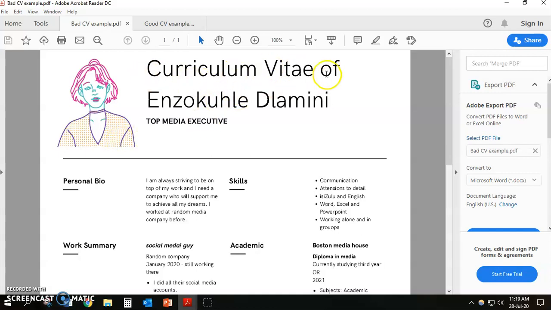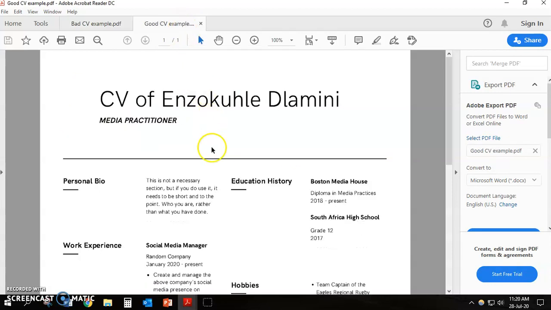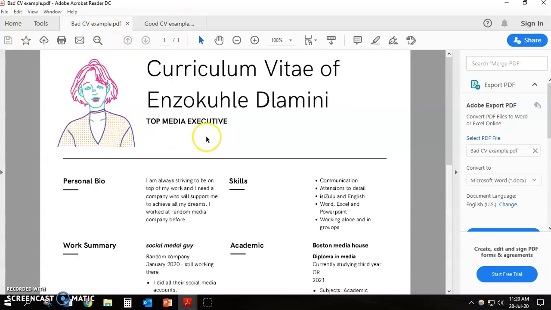Okay, so curriculum vitae of Enzo Guthled Lamini. No real reason to spell out curriculum vitae. We know that that's what a CV is. Top media executive. Let's go through the CV and check, but I'm not sure that this person is going to prove to be a top media executive. So remember here we just had media practitioner. Be realistic with what your title is.